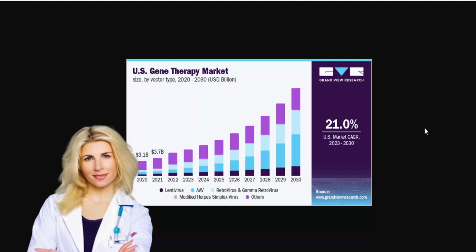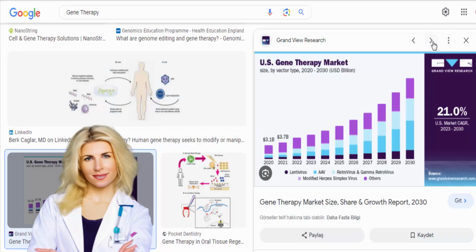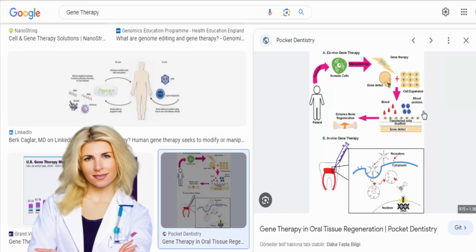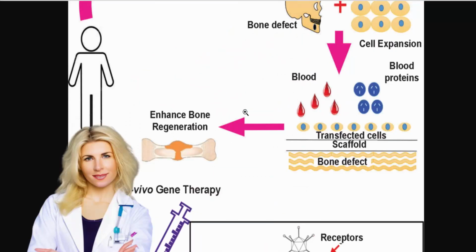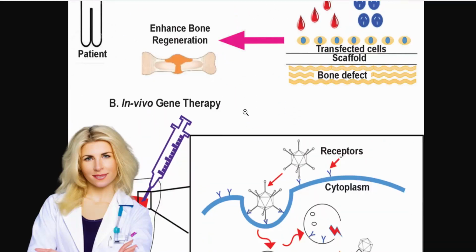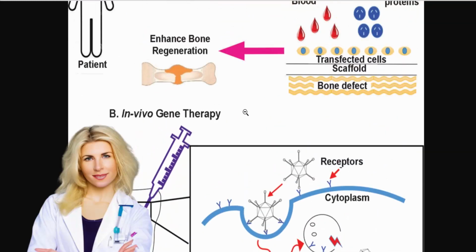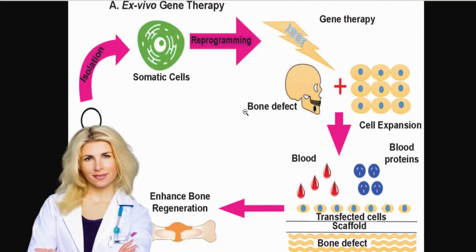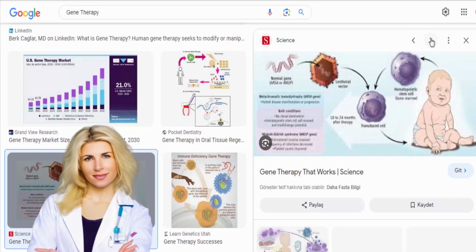Germline gene therapy is more controversial because it has the potential to alter the genetic makeup of future generations. However, it is being studied as a potential treatment for some genetic disorders, such as cystic fibrosis and sickle cell disease. Gene therapy is typically delivered to cells using a vector, which is a vehicle that carries the therapeutic gene into the cell. Vectors can be viruses, bacteria, or even liposomes, fatty bubbles. Once the vector has delivered the gene to the cell, the gene is incorporated into the cell's DNA and begins to produce the desired protein.